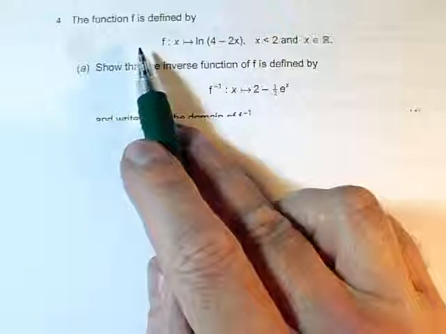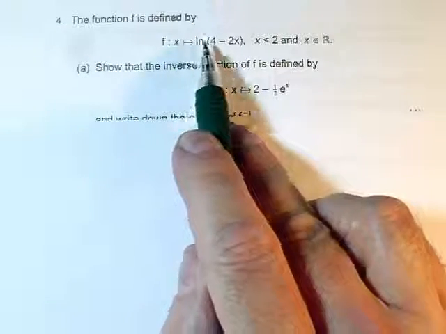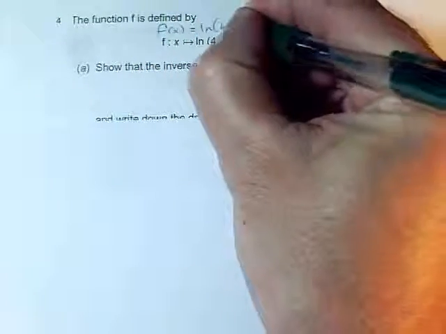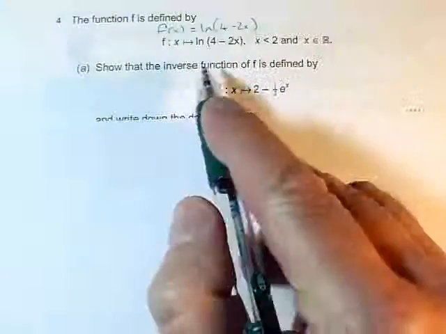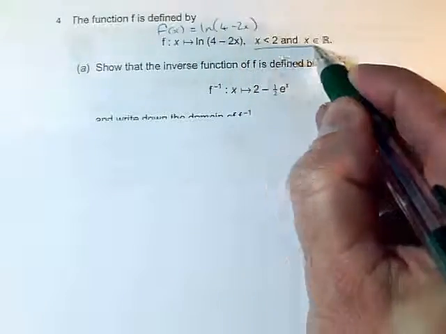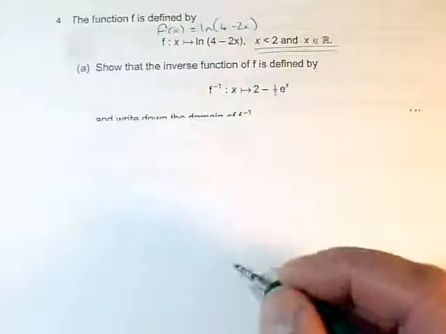Okay, we've got a question about a function, but lo and behold, the function has got a ln in it. Notice that this is just the same as saying f of x equals ln of 4 minus 2x. It's just another way of writing the definition of a function. We're given a domain for the function, so we want to watch out for that.